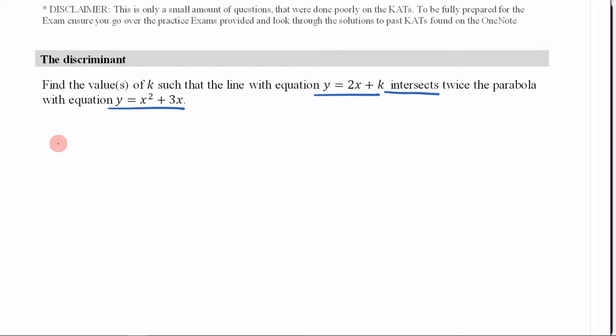So as soon as I have the word intersect, I think, all right, I'm going to set these two things equal to each other because I know that's what it means to intersect. This is how you find intersection points. You set things equal to each other.